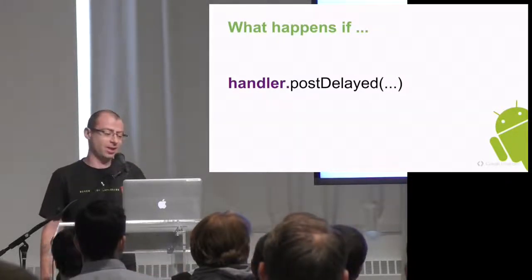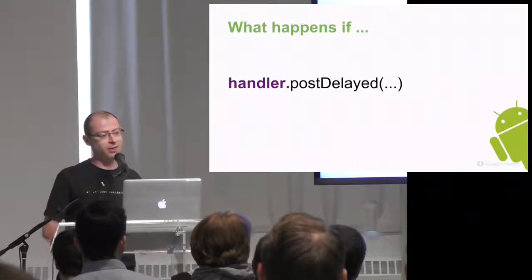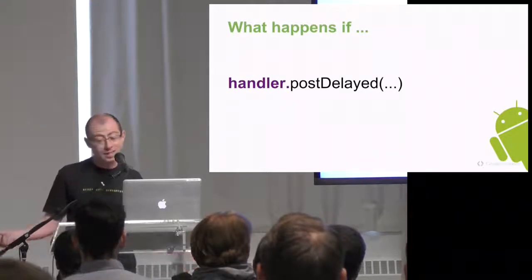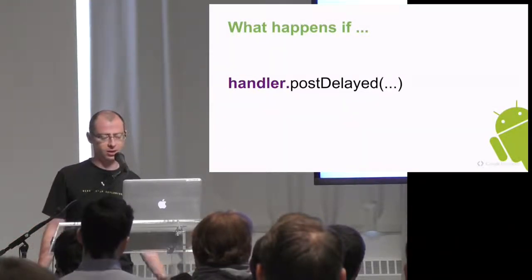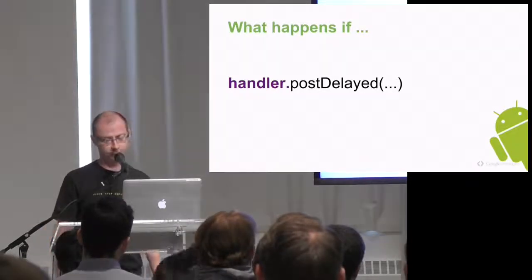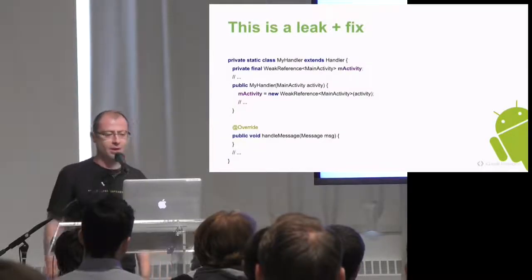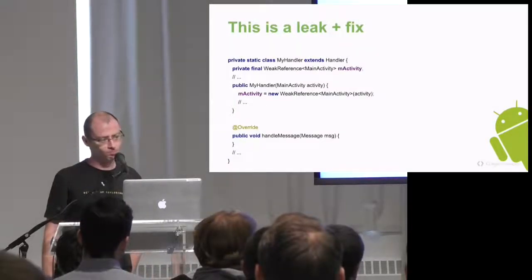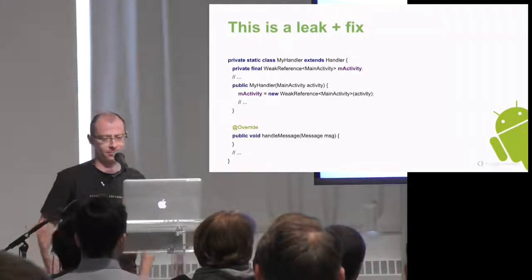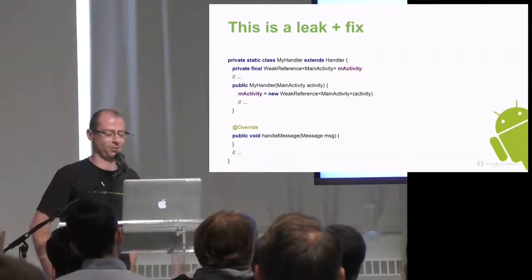It means as long as the handler has a message, it's alive. And if the handler is alive, its enclosing activity is alive, even though we might not need it, but we pay for the memory. This is what we call in software engineering a memory leak. Okay, let's see how we fix it. I have a confession to make. The fix is a little bit tricky. Okay, but let's see how to fix it.